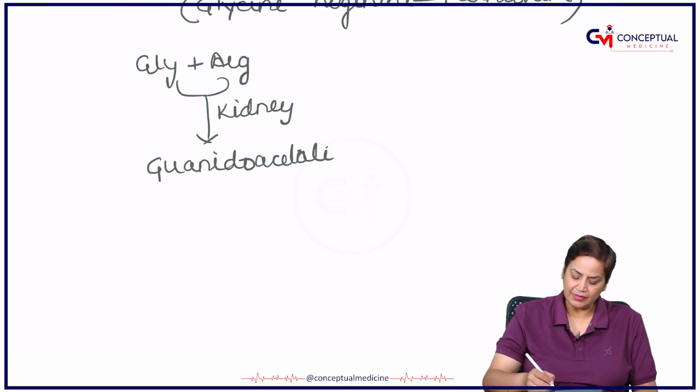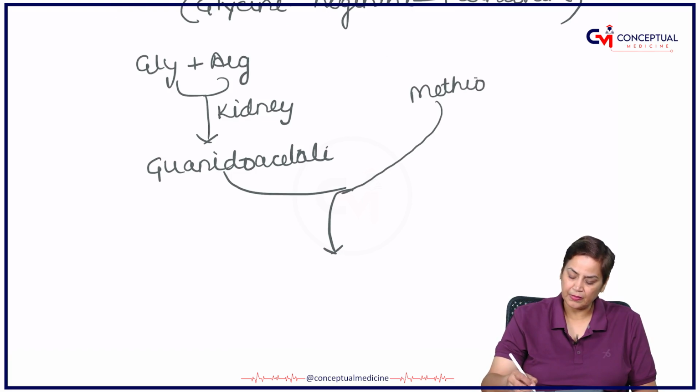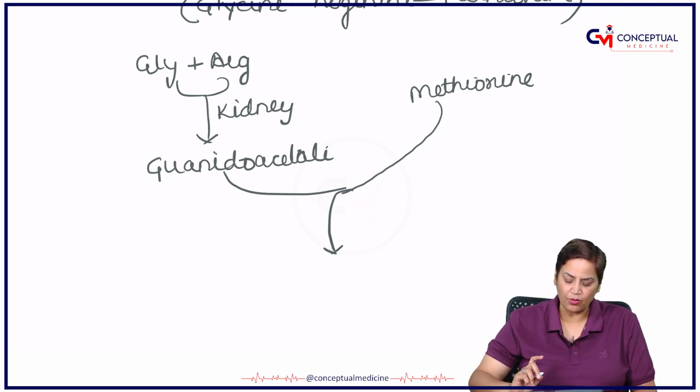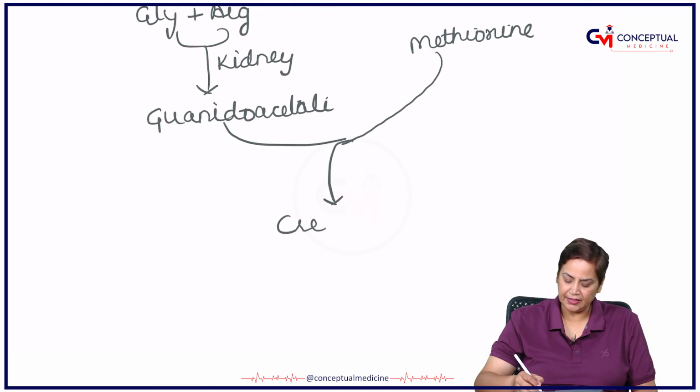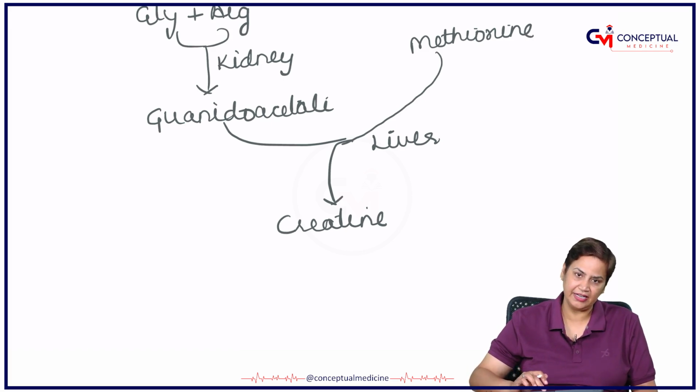Right. So this guanidoacetate then combines with methionine. All the reactions are stepwise. First of all, glycine will combine with arginine in the kidneys to form guanidoacetate, and this guanidoacetate then will combine with methionine to form creatine. And this reaction takes place in the liver. So basically the most important reaction, that is methylation, transmethylation, takes place in the liver forming creatine.